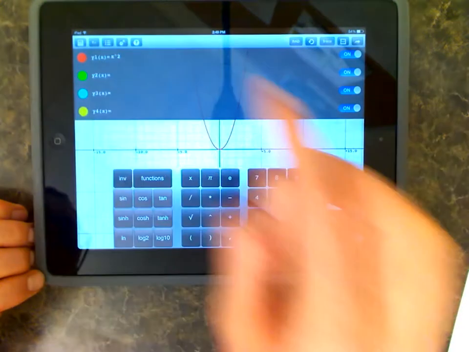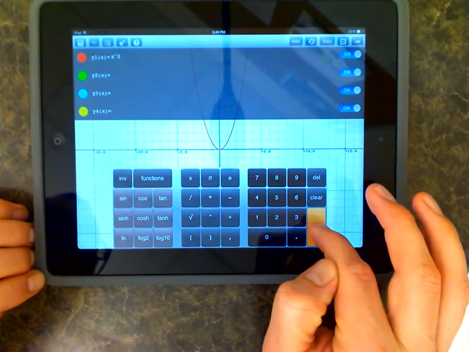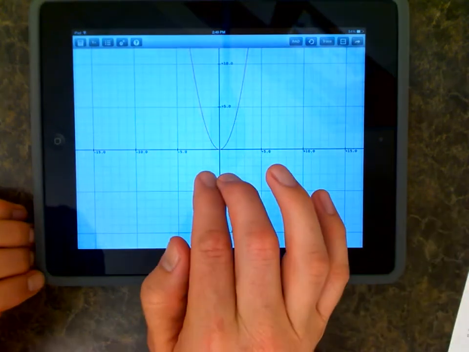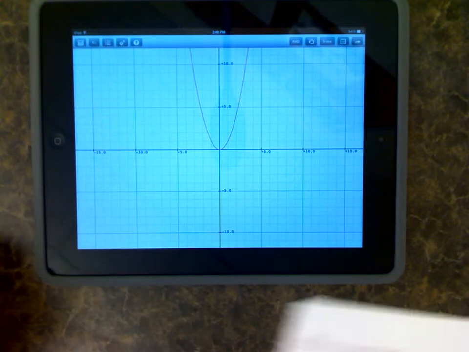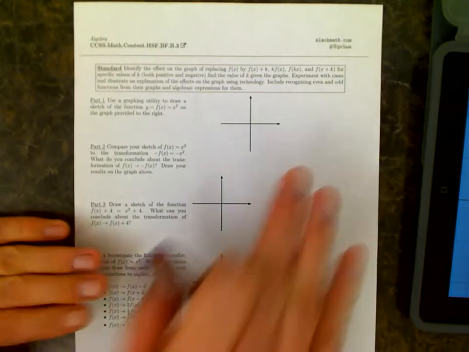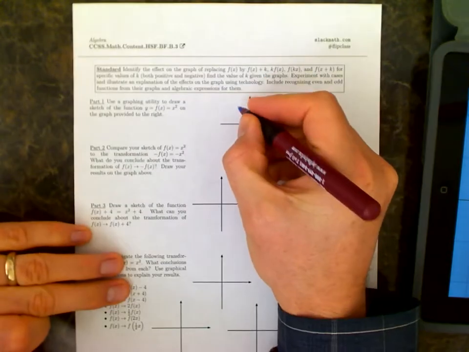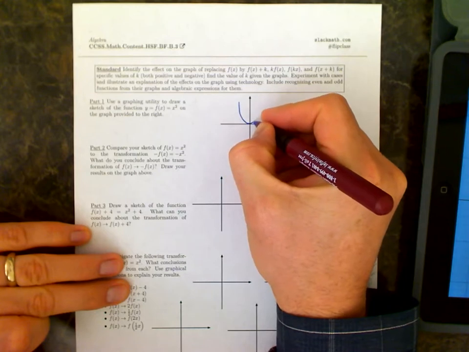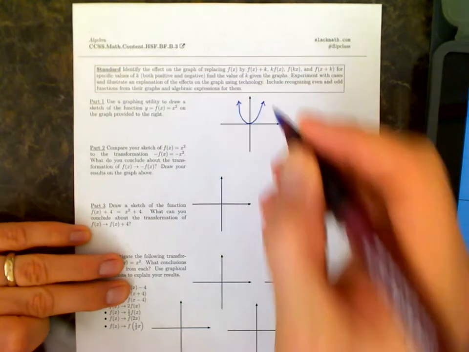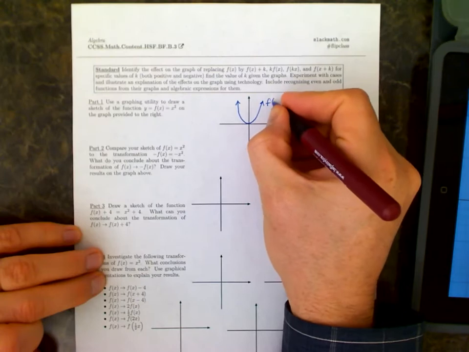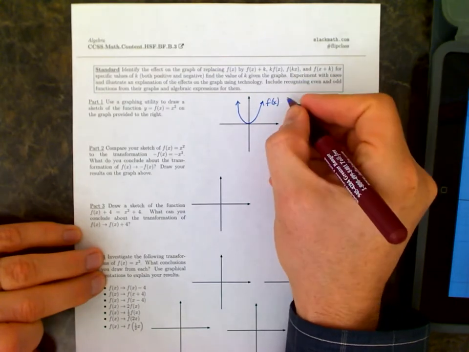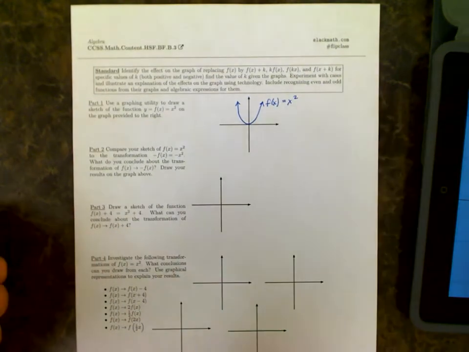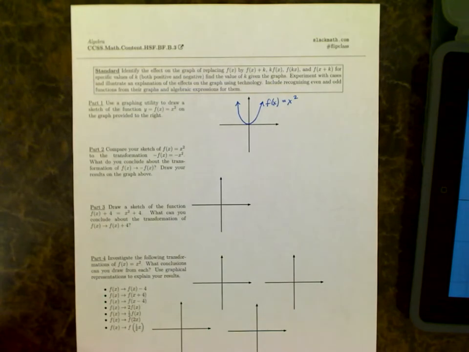So we'll put in y equals x squared, save, and then you end up with this graph here that is a parabola. So I'm going to sketch the parabola here on the graph provided. So that is f of x. In our case, it's equal to x squared. Okay, the second thing that we're asked to do is what happens when we look at negative f of x.